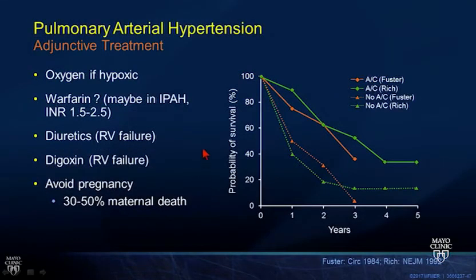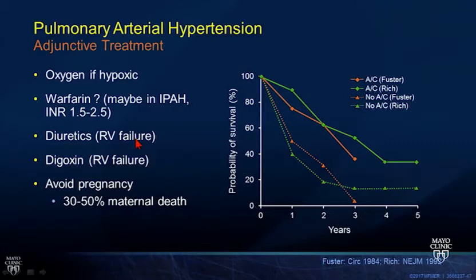There are adjunctive treatments we can give, including oxygen. Warfarin is somewhat contentious, as I'll illustrate in the next couple of slides. These ancient studies, one from Fuster when he was here at Mayo in 84, and one from Dr. Stuart Rich, suggested benefit of giving anticoagulation. But remember that these studies were really in an era where there was no treatment, apart from calcium channel blockers. So everybody got warfarin, and a subset of those clearly benefited, and the overall survival was better.